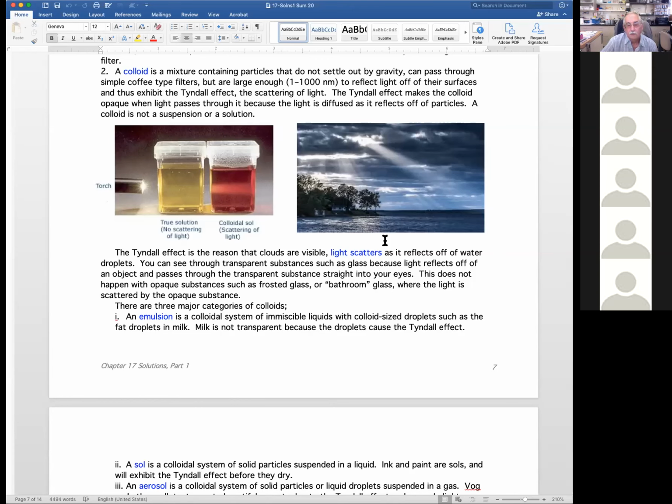So of colloids, we have a couple of major categories. One is an emulsion. It's a colloidal system of immiscible liquids with colloid-sized droplets, such as the fat droplets in milk. This is the reason why milk is not transparent. It's opaque.